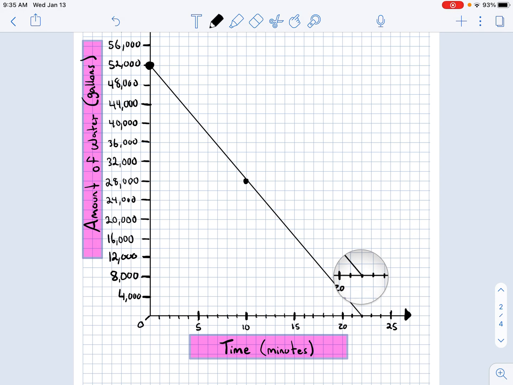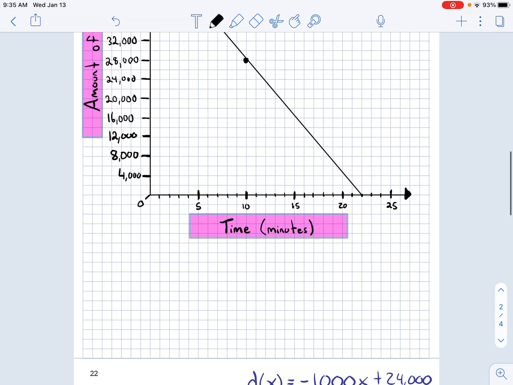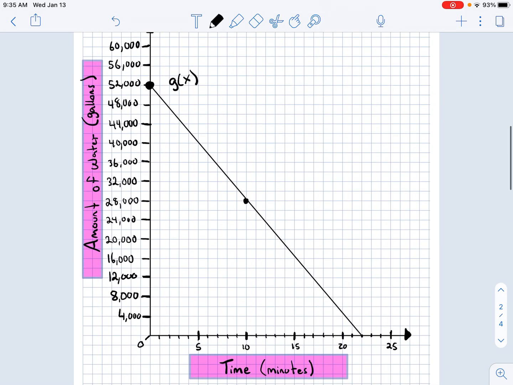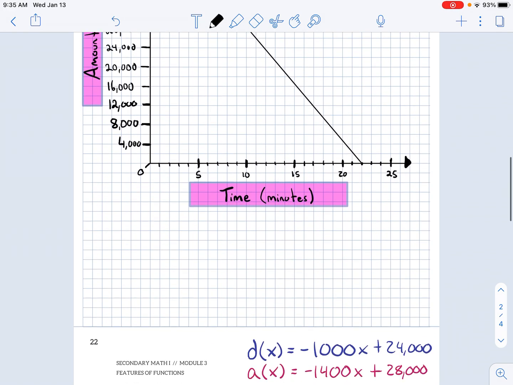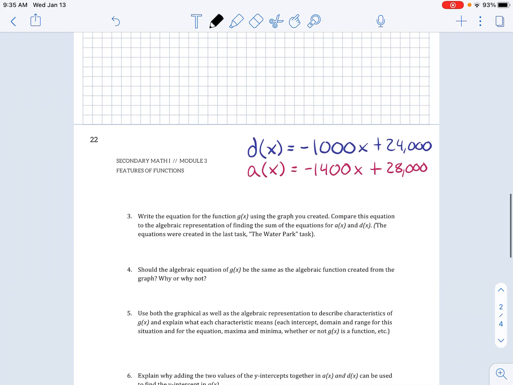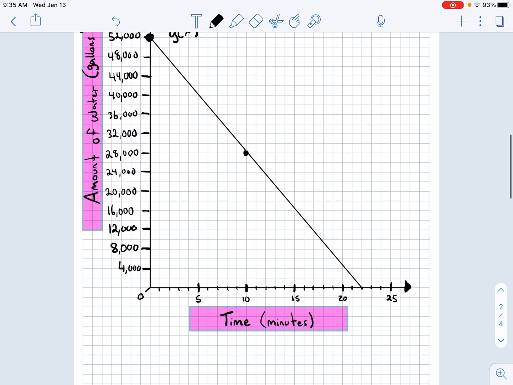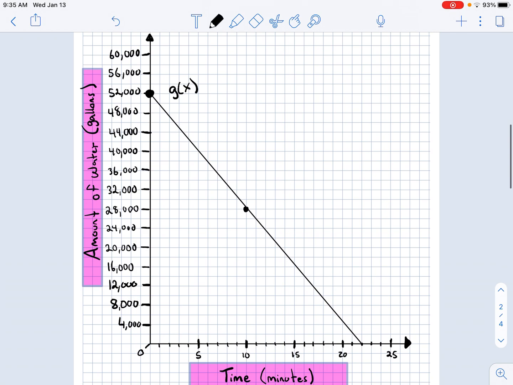So now that I have 2 points, I can connect my line. Make sure the line's connected. And we have G of x. What it should look like for both pools together. Okay, so let's go ahead and write the equation, because it says write the equation for the function of G of x using the graph you created.